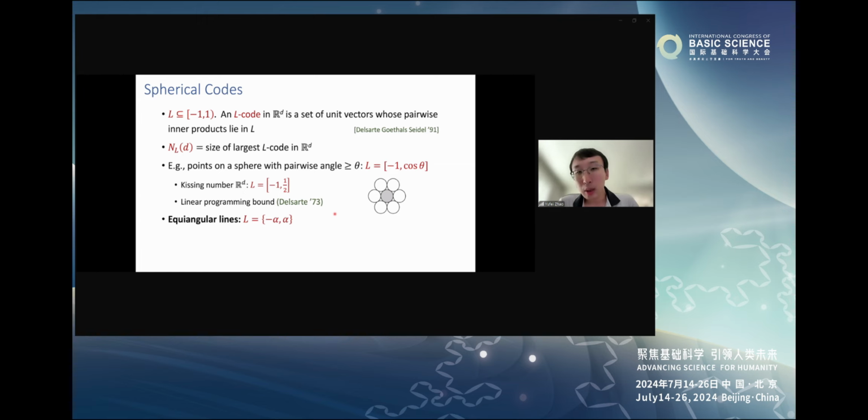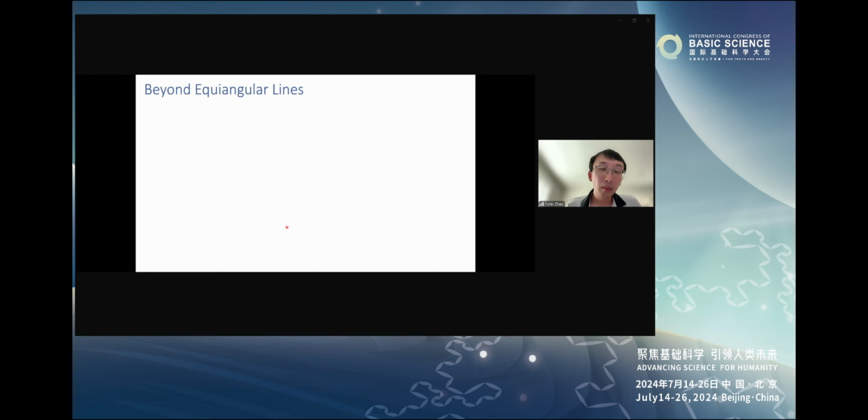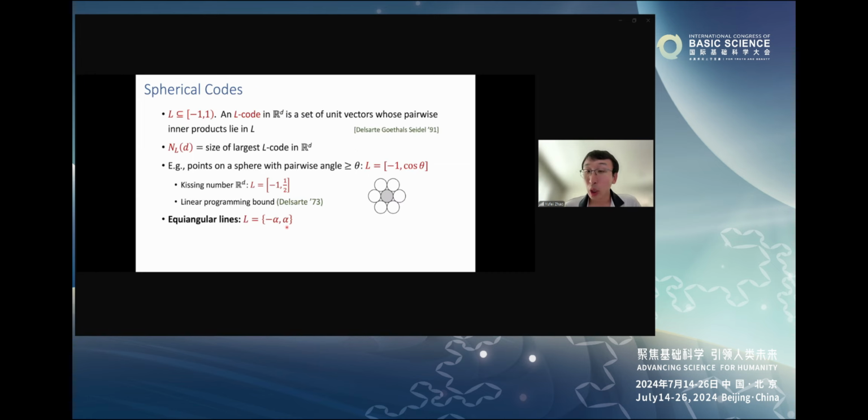The problem of equiangular lines is one where L is this set minus alpha and plus alpha. And as you saw in the talk, there was no linear programming bound. There was a very different attack, namely through spectral graph theory and eigenvalue multiplicities, introducing brand new ideas to this class of problems. There are many problems that are extensions of equiangular lines or variants of equiangular lines. And in general, we don't know how to solve them. Although we have some ideas, we have some partial progress.